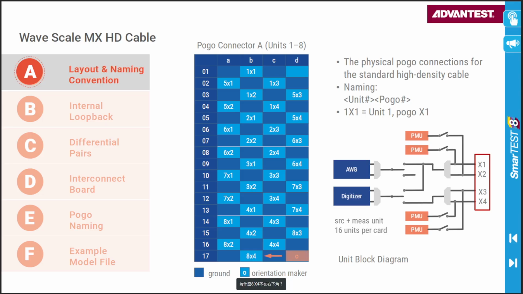Why is 8 times 4 not at the lower right corner? This is because we want maximum ground shielding surrounding each Pogo. All Pogos currently have at least 3 sides surrounded by grounds. If these Pogos were in the right corner, they would only have 2 grounds surrounding them.